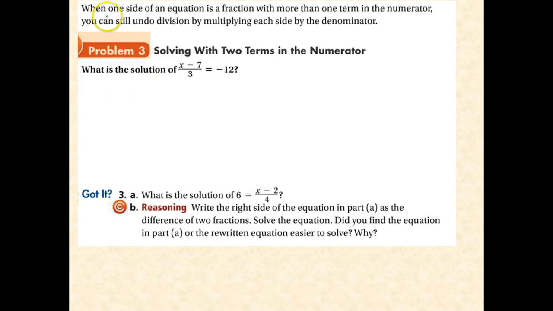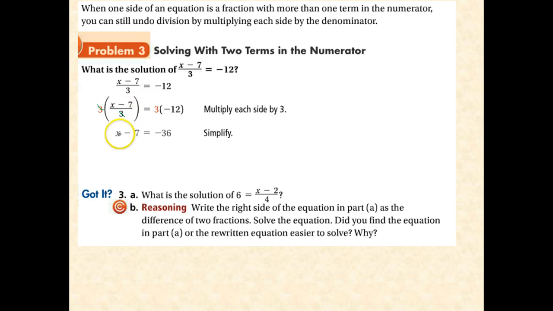Okay. If one side of the equation is a fraction with more than one term in the numerator, you can still undo division by multiplying each side by the denominator. So if we got something like this, x minus 7 all over 3 equals negative 12, we can multiply both sides by 3. These 3's will cancel, and you'll get x minus 7 equals negative 36. And then you can add 7 to both sides, and you get x equals negative 29.